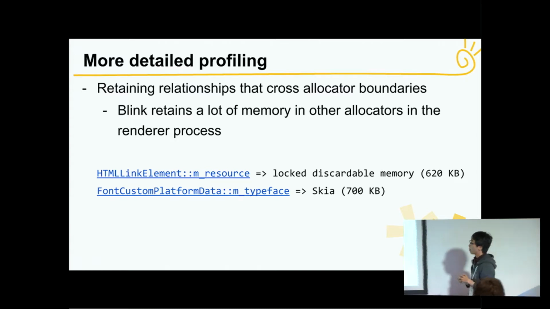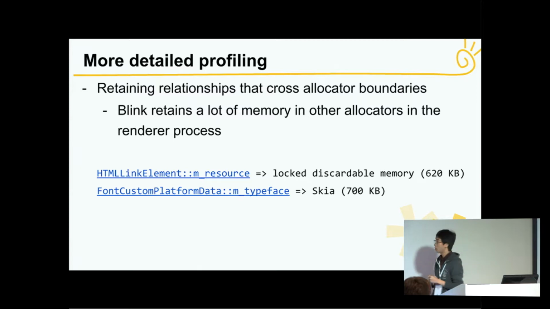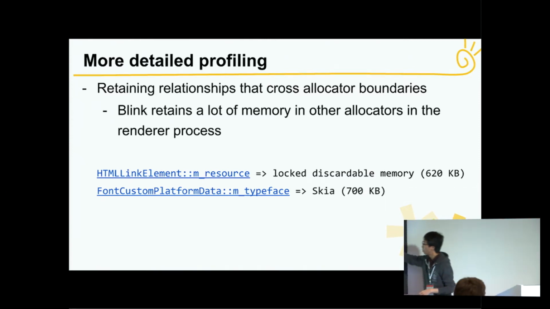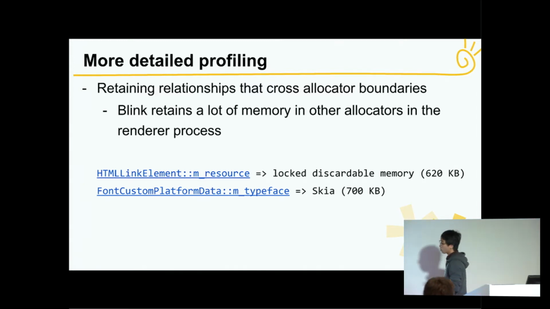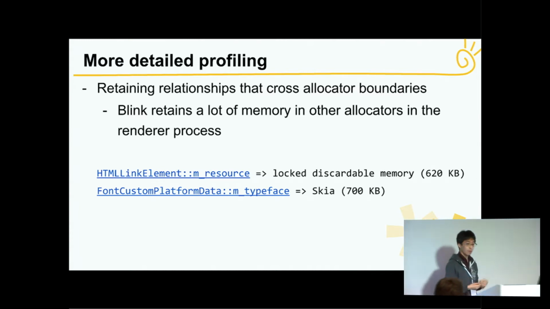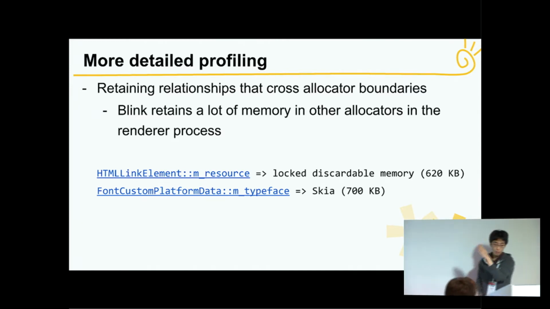And the third piece of information is retaining relationships that cross allocator boundaries. Blink retains a lot of memory in other allocators in the renderer process. For example, HTMLLinkElement's m_resource is holding a pointer to locked discardable memory, for example 600 kilobytes. And also FontCustomPlatformData's m_typeface is retaining memory in Skia. So it is important to understand the retaining relationships that cross allocator boundaries.